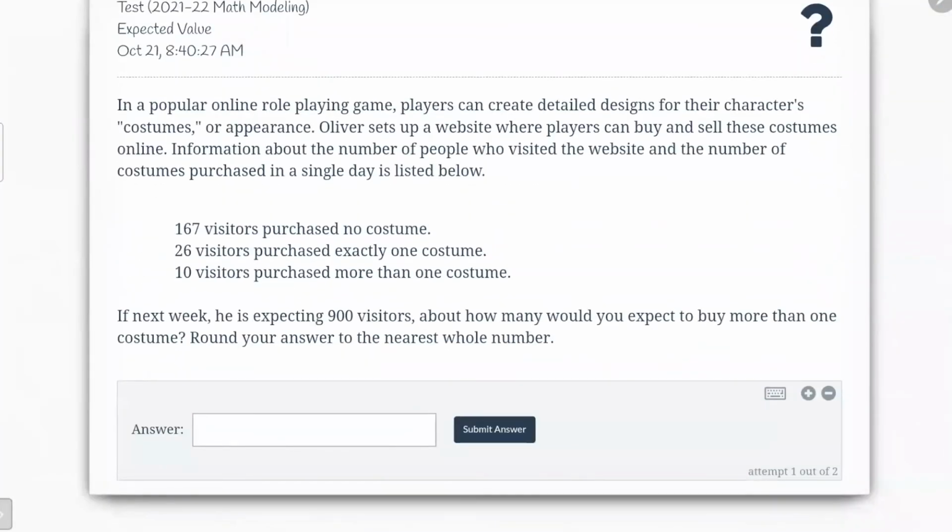In a popular role-playing game, players create detailed designs for their character, costumes, or appearance. Oliver sets up a website where players can buy and sell these costumes online. Information about the number of people who visit the website and costumes purchased on a single day is as follows. In the next week, he is expecting 900 visitors. About how many would you expect to buy more than one costume? Round your answer to the nearest whole number.